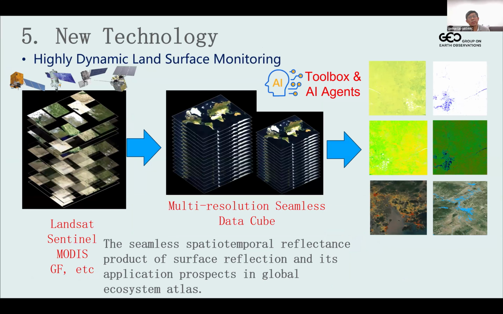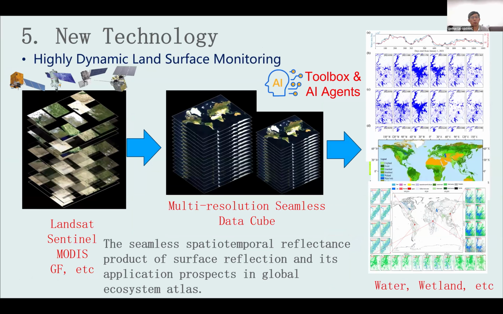The new technology. So recently, I think we have developed some new technology. One is using AI technology to support high dynamic land surface monitoring. So we integrated the Landsat data, Sentinel data, and the MODIS data to generate a multi-resolution seamless data cube. So it means we can get daily or 10-day land surface reflectance to support the different kinds of global ecosystem mapping and other applications.